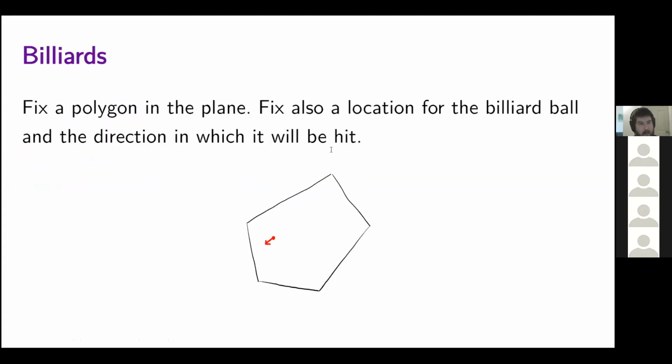So what are we talking about? Sometimes people call it billiards. We're going to fix a polygon in the plane. I've drawn one there in black, just a 5-sided polygon. And we're going to watch as a billiard ball or a snooker ball or a pool ball, whatever game you're used to, bounces around in this table. More precisely, we're going to fix a location, that's the red dot, and also a direction, that's the red arrow, in which this ball is going to start moving, just as if you struck it with a cue.